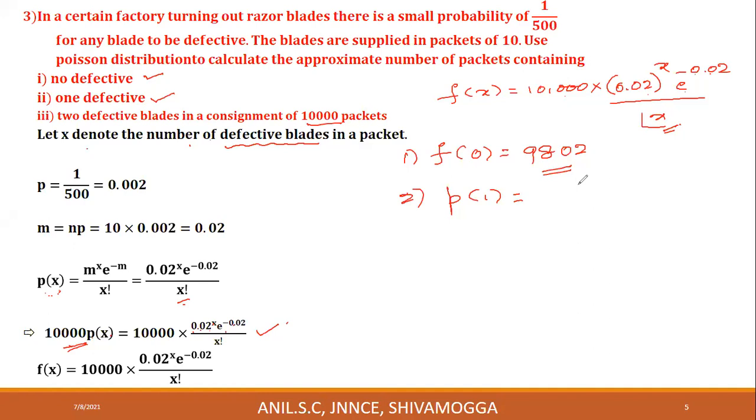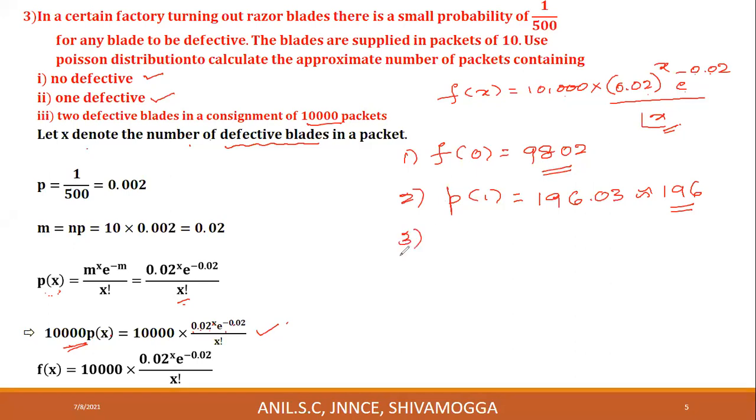196. Exactly 196? 196.03. Okay. That can be approximated to 196. There are 196 packets in a consignment of 10,000 packets in which one blade is defective.